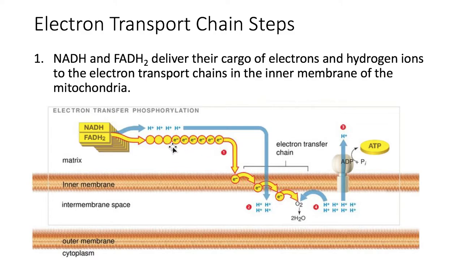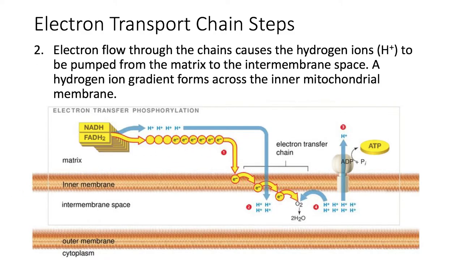And in step 2, we see that the electrons are going to be going through an electron transport chain, and as they are going through there, the energy that's lost is going to be used to do work. What kind of work? We're going to use this energy to take these hydrogen ions and pump them. And we're going to pump them here into this intermembrane space.